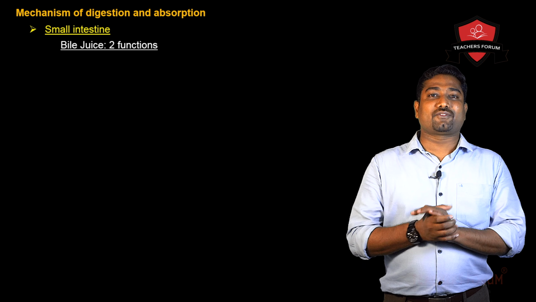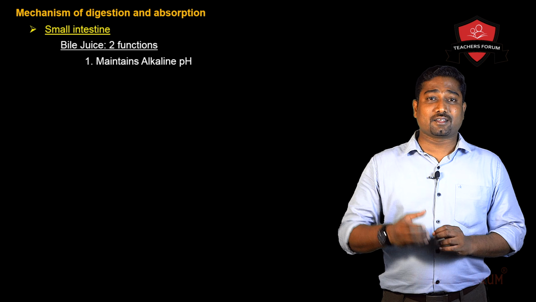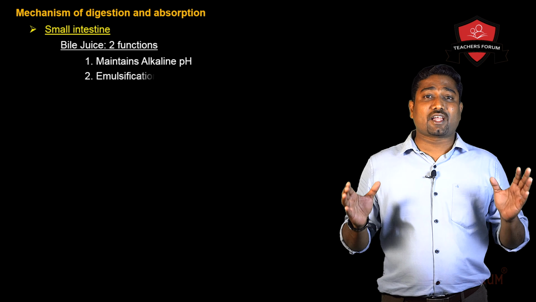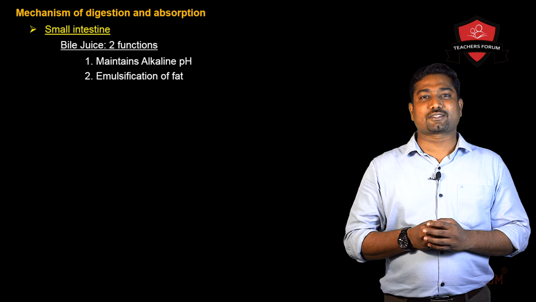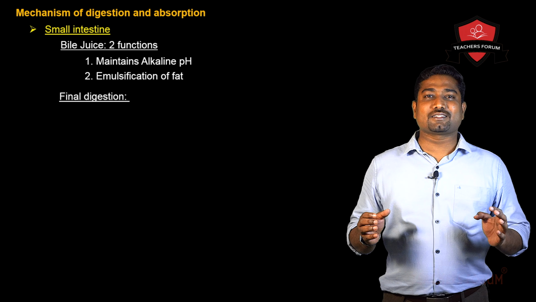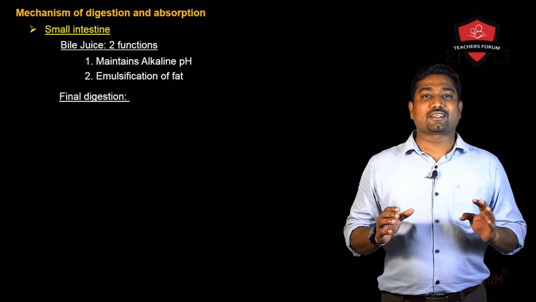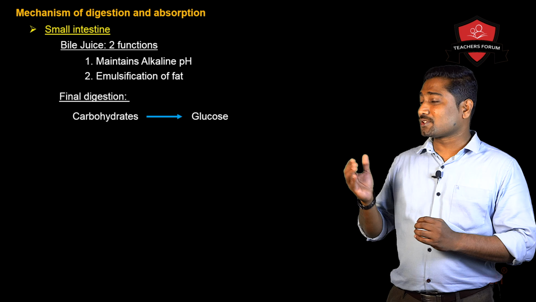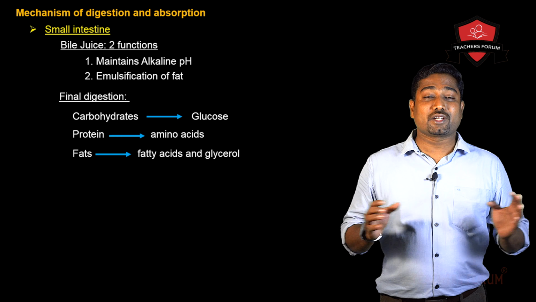So bile does 2 main functions: to create an alkaline pH in the cavity of the small intestine, and also emulsification of fat. Emulsification of fat means the breakdown of fat into simpler globular structures. Finally, the enzymes from the succus entericus do the complete and final digestion of the food molecules, so that the carbohydrate that we have taken in the form of glycogen or starch is broken down to glucose. Protein is broken down into amino acids, while the lipids are broken down into glycerol and fatty acids. So these digested particles are now ready for absorption.